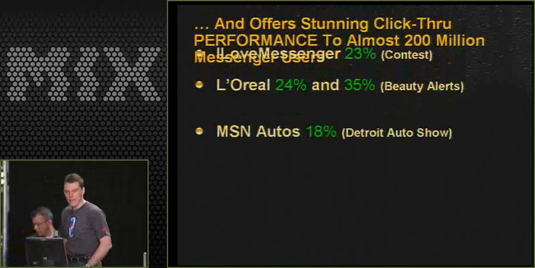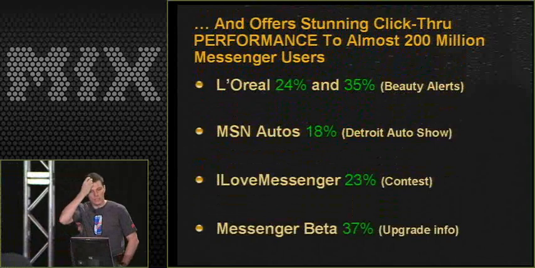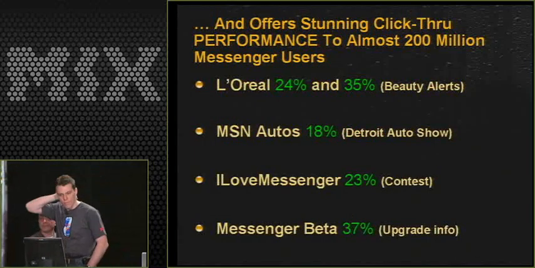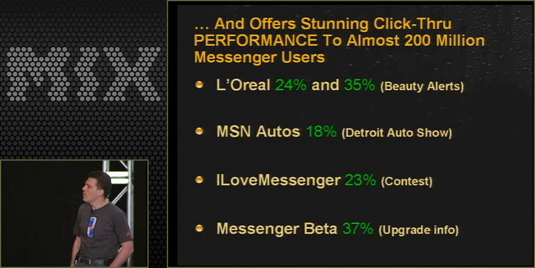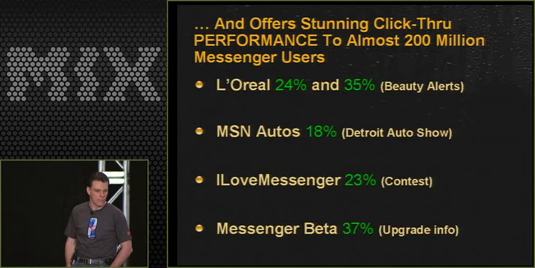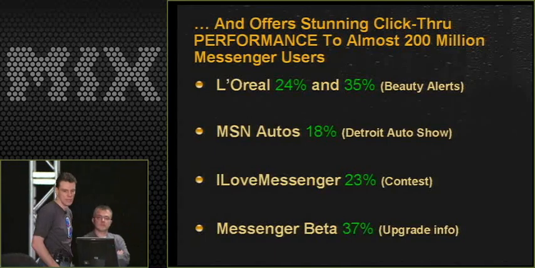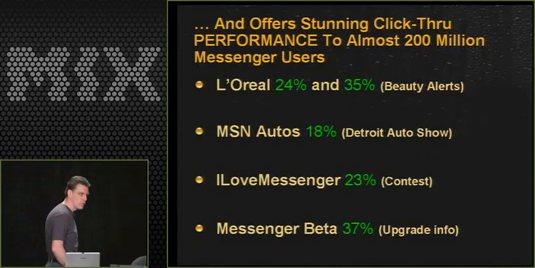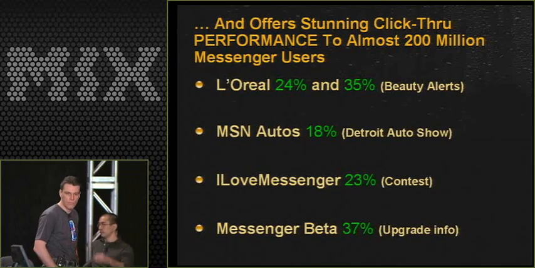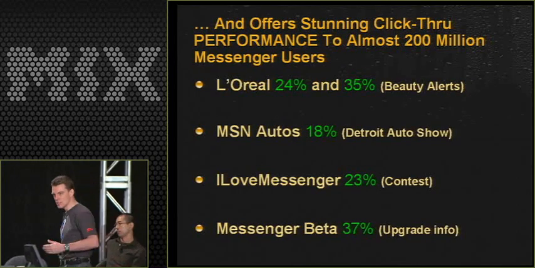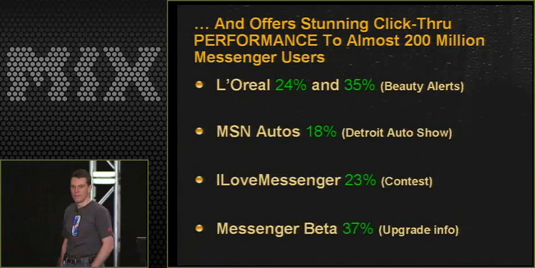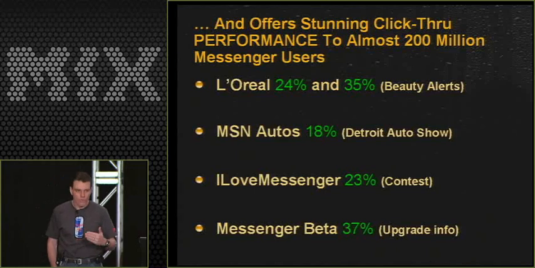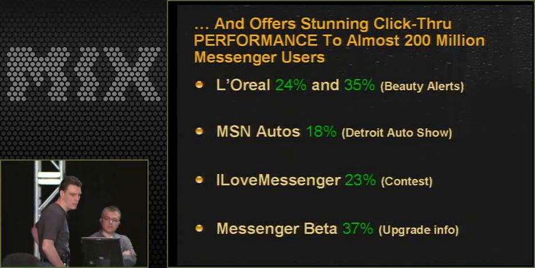So here's some stunning click-through performance, related to what I was talking about with 200 million Messenger users. Look at some of the sites that we've worked with. L'Oreal here, a 24 and 35% increase on the click-through on beauty alerts. MSN Autos, based on the Detroit Auto Show, we promoted that: 18% click-through performance. Remember I said it's a tenfold increase in click-through. We're not seeing those double digits on regular website content. We're seeing low single digits. So this is a way of driving a lot more click-through.